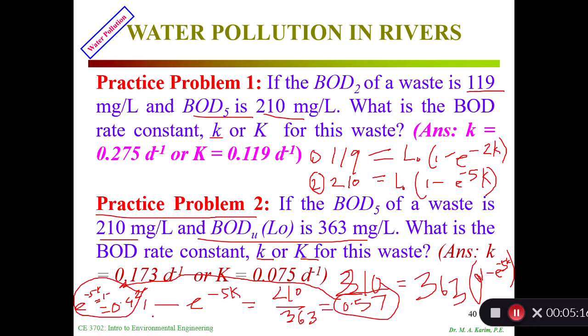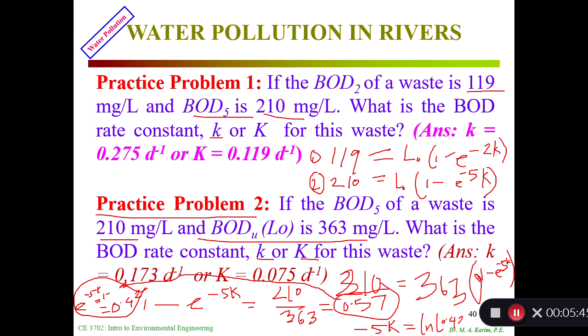This is also not explicit. Now, if I take the e-based ln over here and the e-based ln over there, then whatever the base is, here it is e, the power is the result. So if I take ln on both sides, the left side will become minus 5k, and the right side will become ln of 0.42.